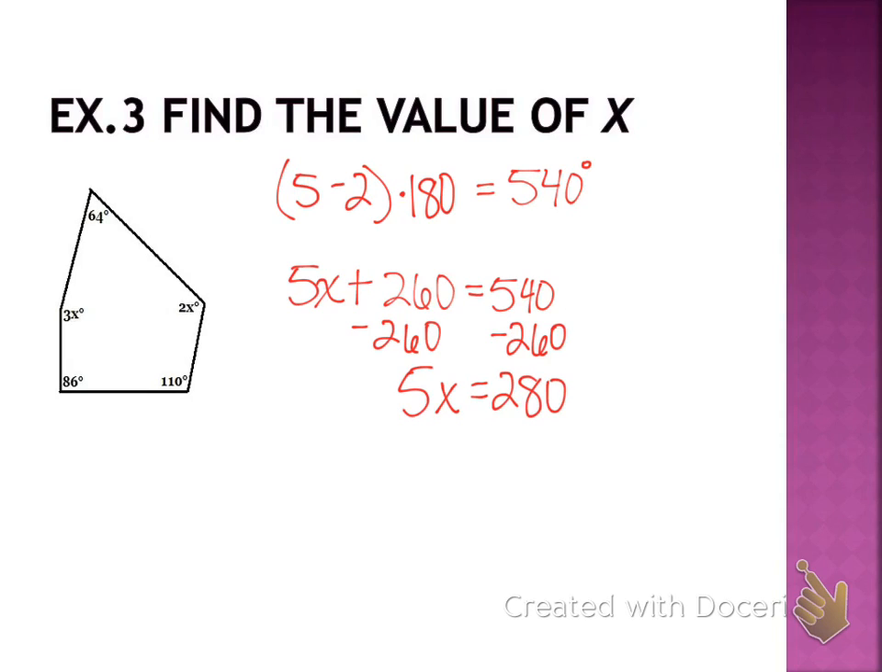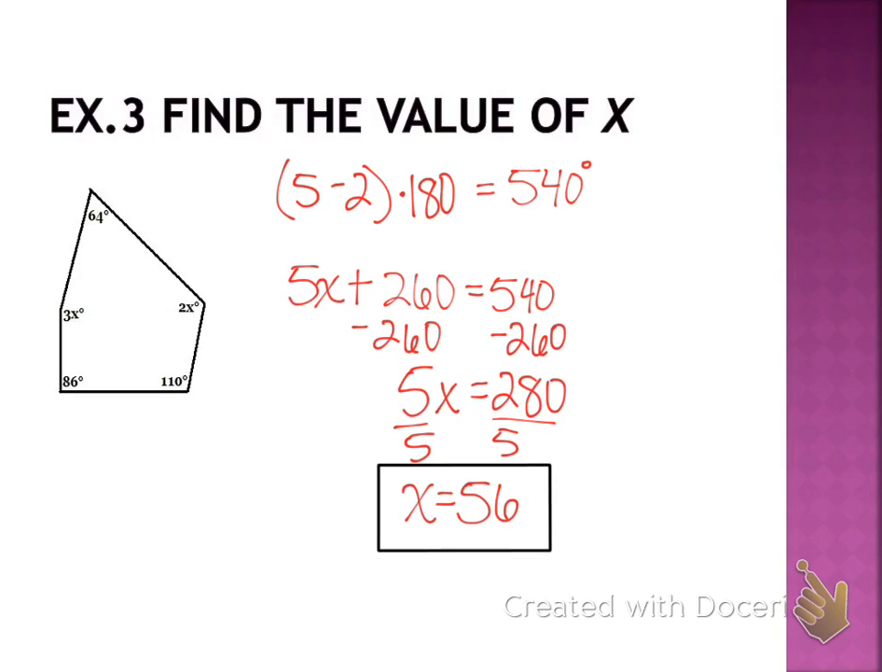Then we would need to divide. X equals, are we all okay with x equaling 56? Okay, now they just asked for the value of x, so we can just stop there. If they had asked for any of the missing angles, you would have to plug 56 back in for x and find them. So make sure you're paying attention to what the question wants. Questions about example 3?